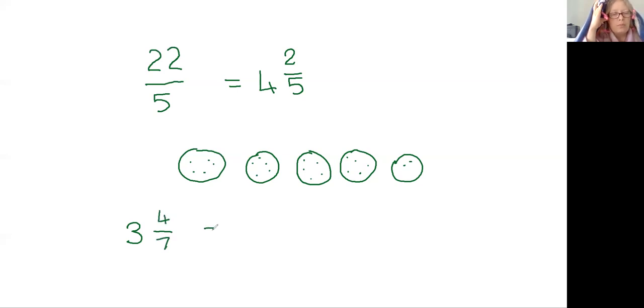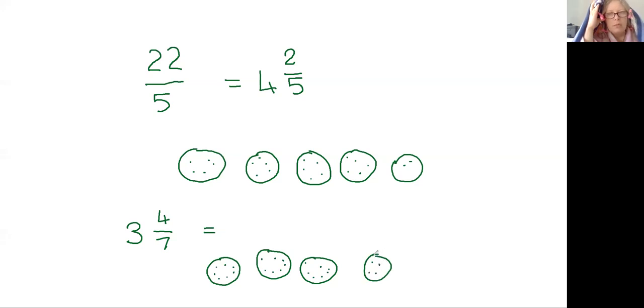So let's draw 3 groups of 7, and we want to know over here, how many individuals do we have? 1, 2, 3, 4, 5, 6, 7. Here's another group of 7, 1, 2, 3, 4, 5, 6, 7. Here's another group of 7, 1, 2, 3, 4, 5, 6, 7. And here are the 4 leftover people who didn't quite get a full group of 7. So 3 groups of 7 with 4 left over.